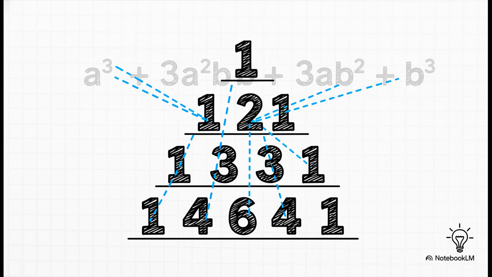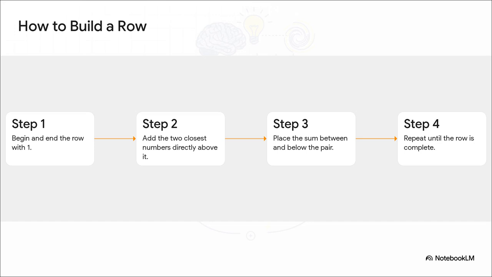So if we just get rid of all the letters, the a's and b's, and only look at the coefficients, this is what we see. And this beautiful thing is called Pascal's triangle. Each row gives you the magic numbers, the coefficients, for a certain power, starting with n equals 0 way up at the top. But here's the best part, it is ridiculously easy to build.